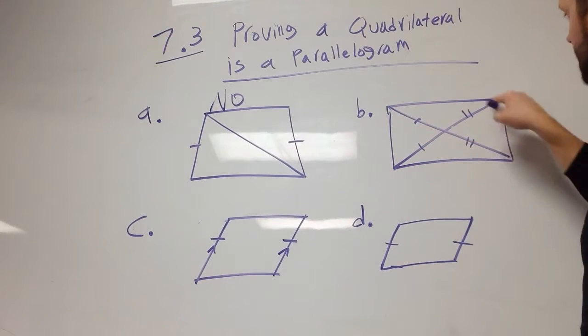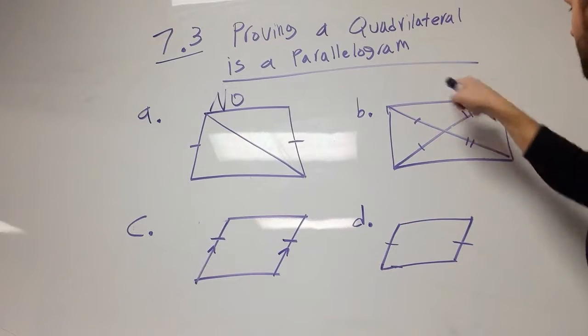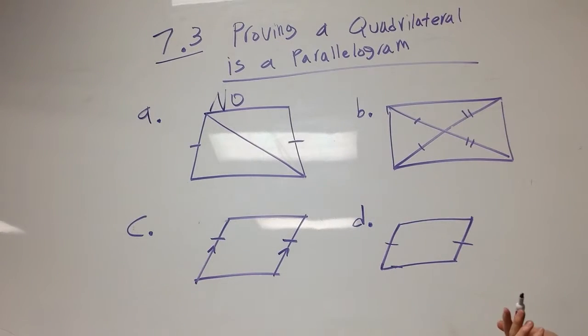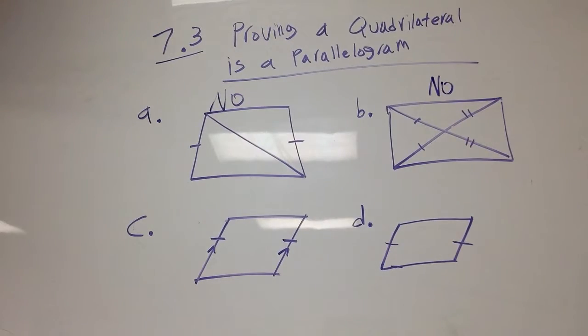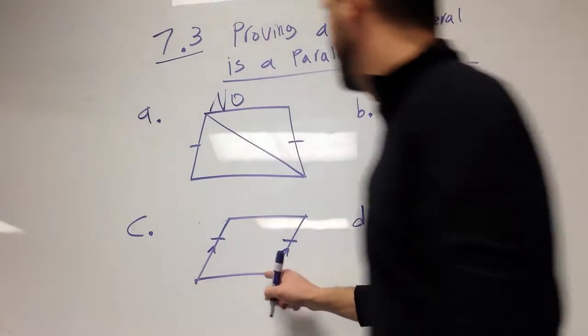The angles are not congruent to each other, and my opposite sides are not congruent to each other. So this is going to be a no as well. It is not a parallelogram. Okay? So now let's look at C.